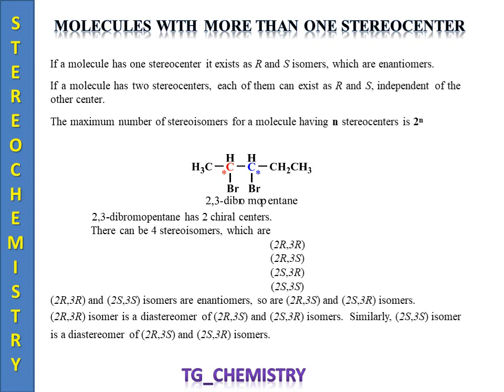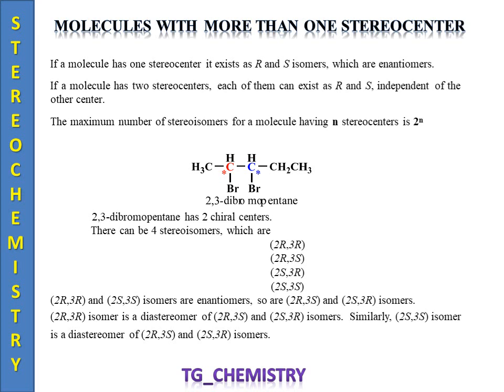So it does not depend on the other center, whether it is R or S, it can be either way. And it says that the maximum number of stereoisomers for a molecule having n number of stereocenters will be 2 to the power n.